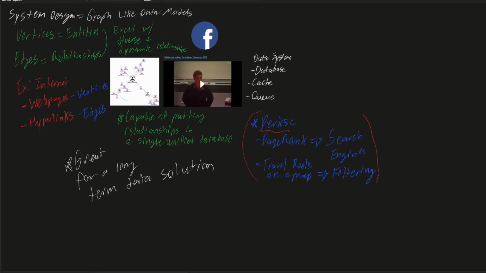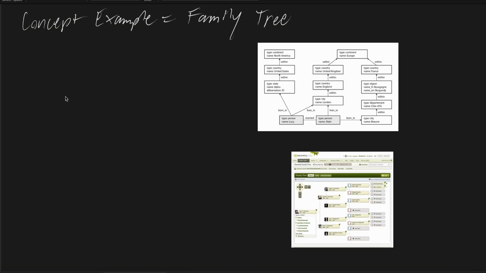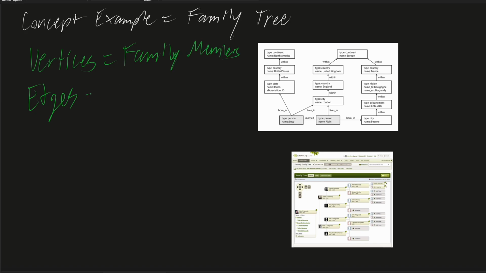Let's head over to our concept example to further cement this. Now, in our concept example, let's imagine mapping out a family tree or visualizing a circle of friends online. So overall, each person is a vertex. For every single graph model, we've got to know what the vertices are and what the edges are. In a family tree, the entities are going to be the family members. And overall, the relationships are considered the edges. Just how are they related?